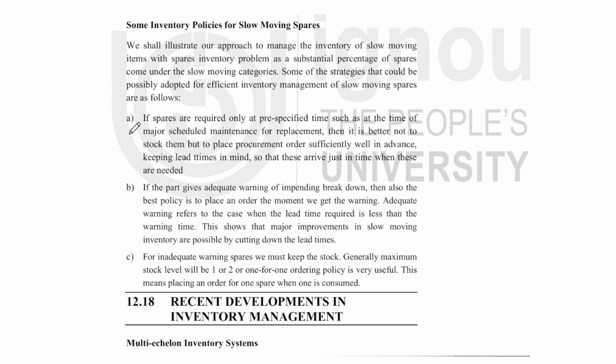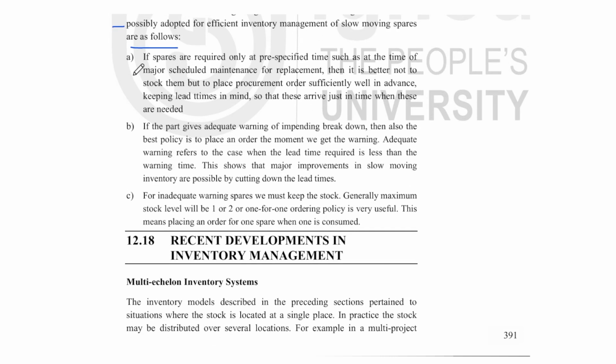Some of the strategies that could possibly be adopted for efficient inventory management of slow moving spares are as follows. If spares are required only at a pre-specified time, such as at the time of major scheduled maintenance for replacement, then it is better not to stock them but to place a procurement order sufficiently well in advance, keeping lead time in mind, so that these arrive just in time when they are needed.